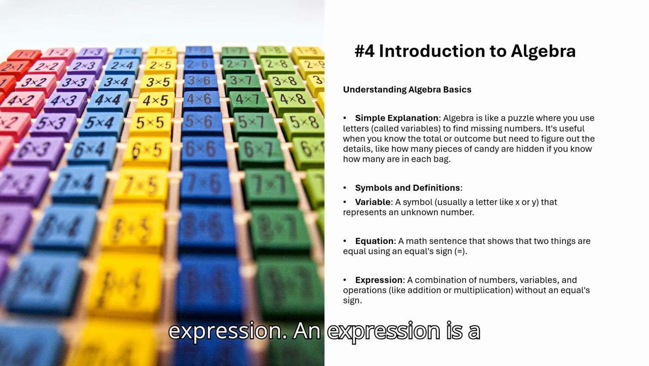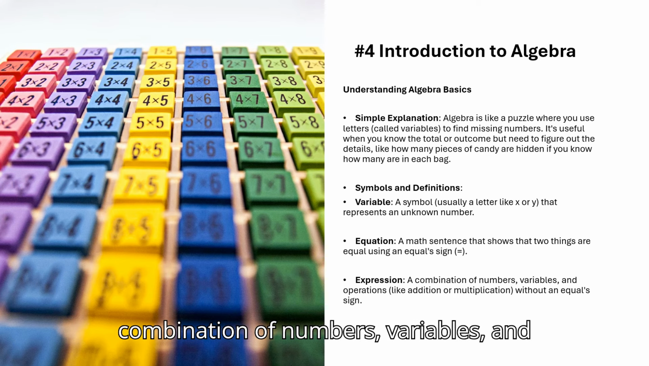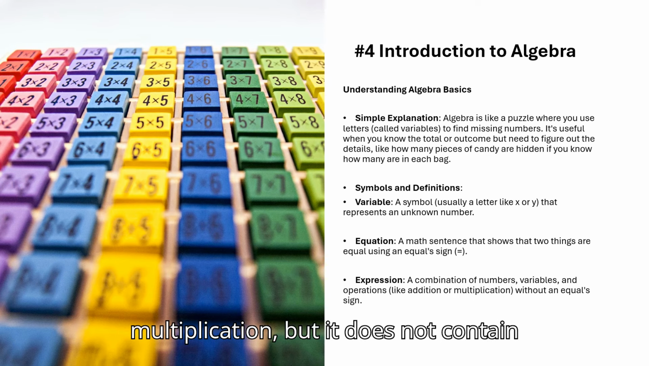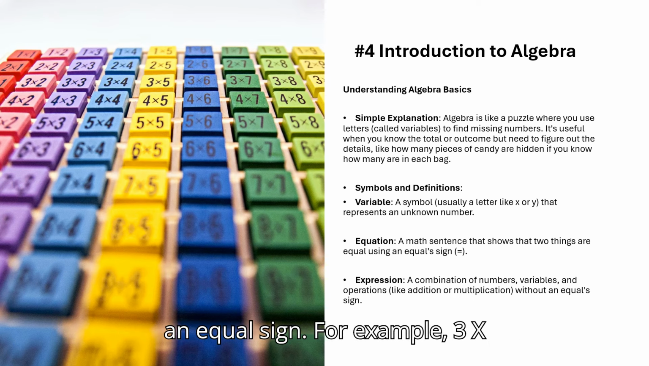Finally, we have an expression. An expression is a combination of numbers, variables, and operations, such as addition or multiplication, but it does not contain an equal sign. For example, 3 plus x is an expression. It's not an equation because we are not saying that it is equal to something else.